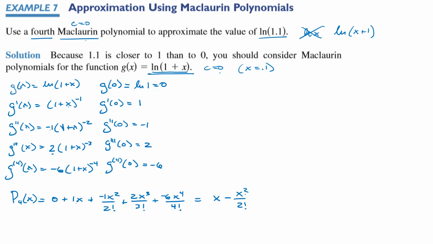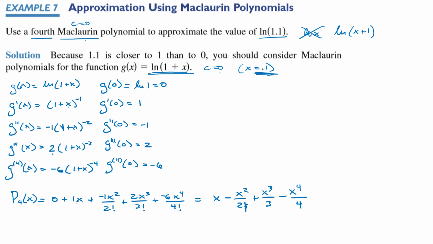And let's see, the 2 is going to cancel here. Actually, that 2 factorial is really just 2 there. Plus x cubed over 3 minus x to the fourth over 4. All right, the 6 is going to cancel out with the 3 and the 2 there. So we get that as our fourth degree polynomial. So it looks like the next one would be plus x to the fifth over 5, and then minus x to the sixth over 6, and so on.